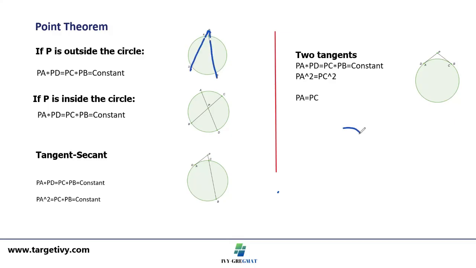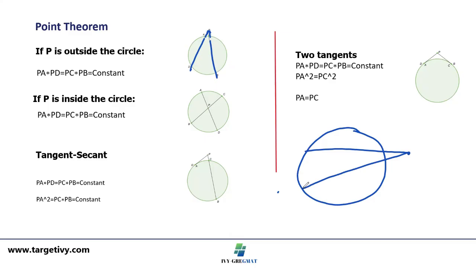So if there is a circle like this and there is a point here, from this point originates a line that hits both the sides of the circle. Okay. So this is P, this is A, this is D, this is C, and this is B. So PA into PD is equal to PC into PB. Point theorem. This is the first part.